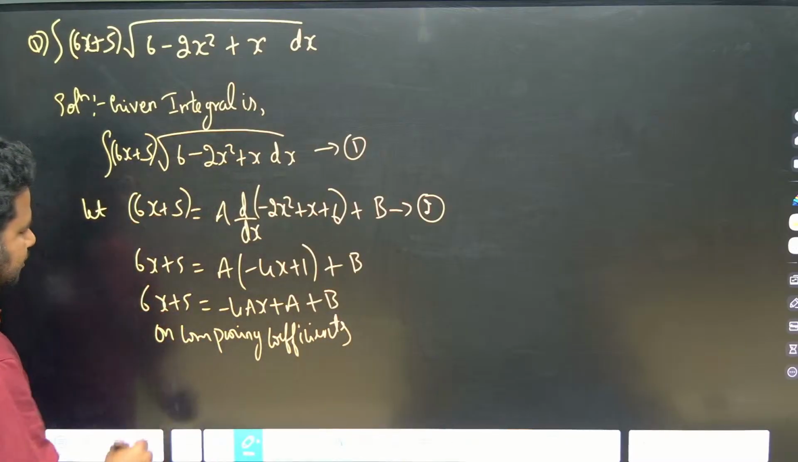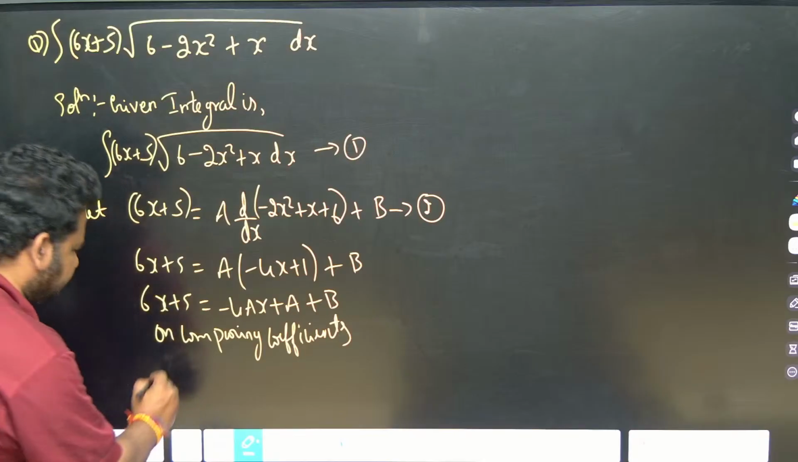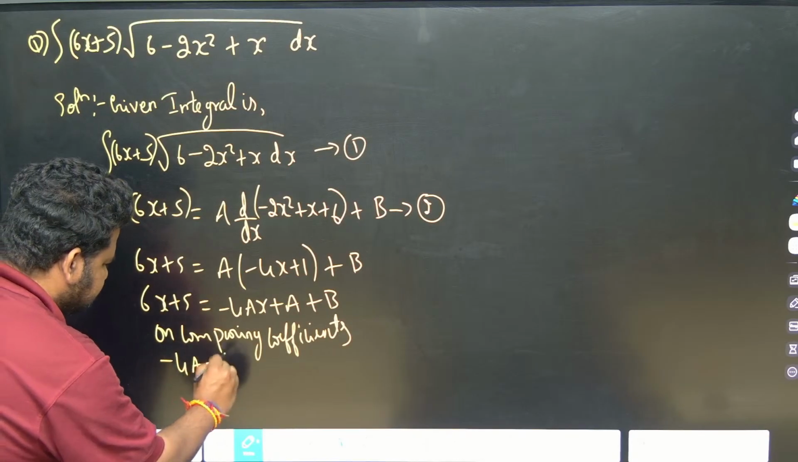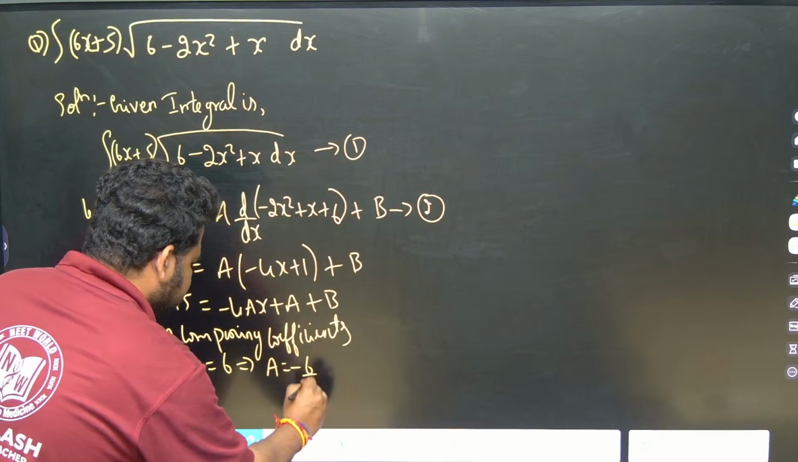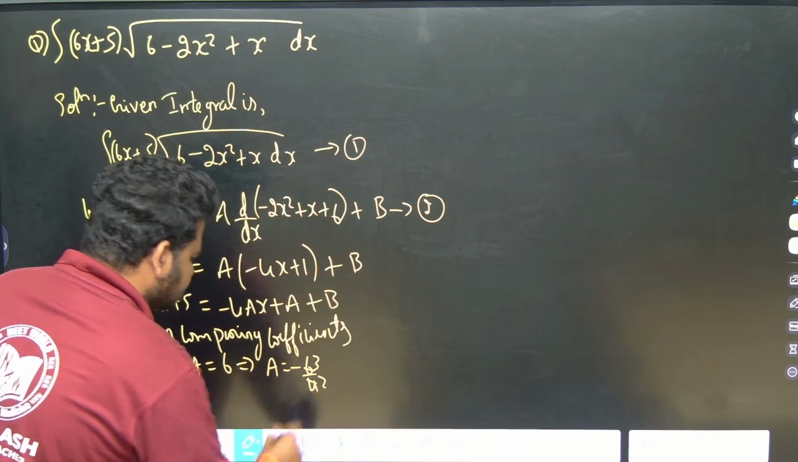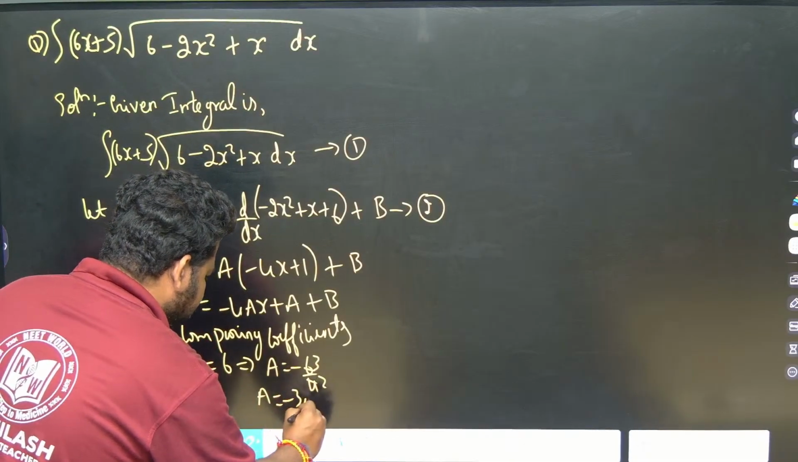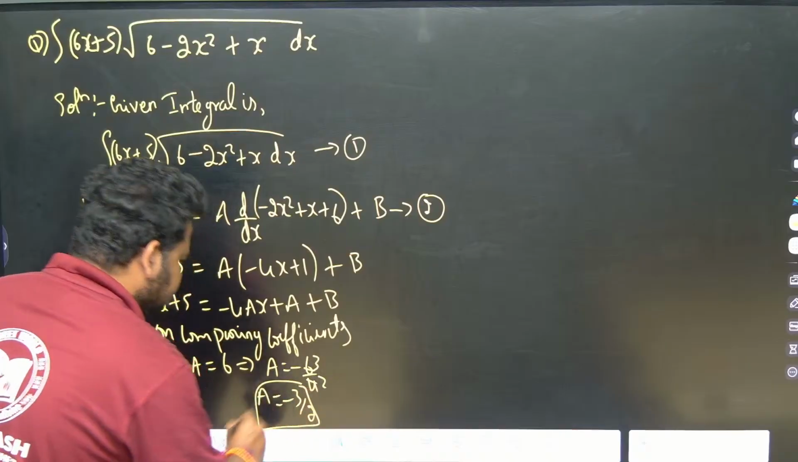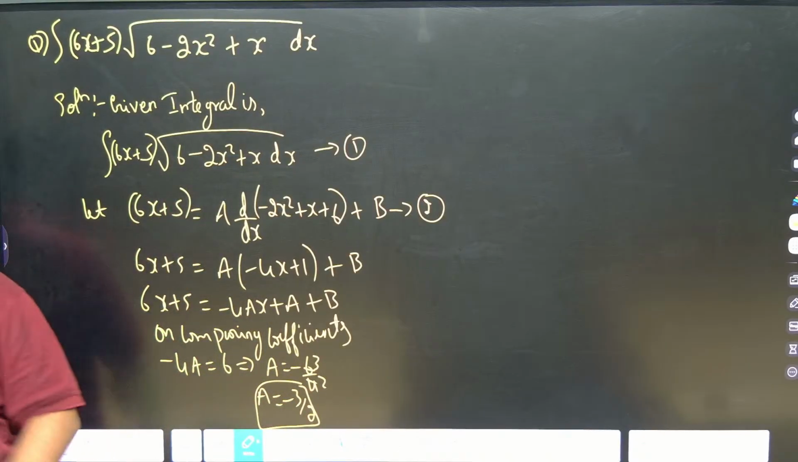On comparing coefficients, coefficient of x is minus 4a. Coefficient of x is 6. So minus 4a will be equal to 6. That implies a will be equal to minus 6 by 4. So this will be 2 3s are, this will be 2 2s are. So a will be equal to minus 3 by 2. Correct.